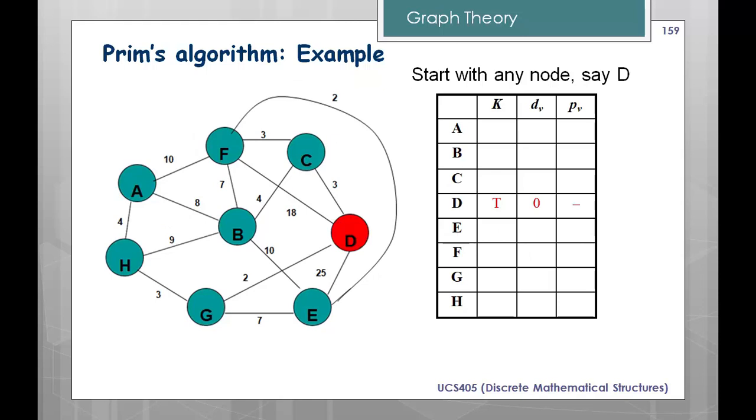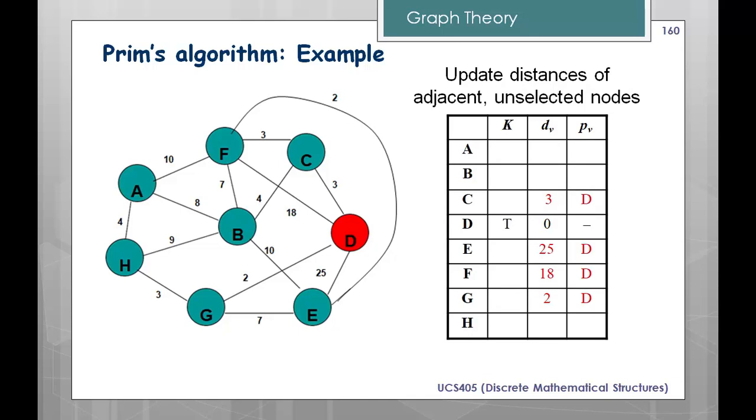Moving further. You can start with any node. For example, I'm going to start with node D. If we start with the D node, now it is in the tree. That's why I'm writing true here. Distance from D to itself is 0, and the previous node is nil. I hope this is clear.